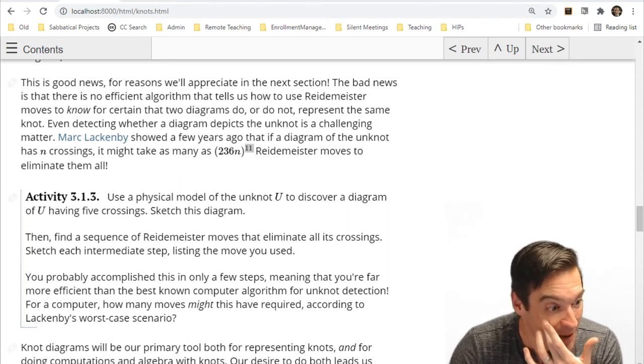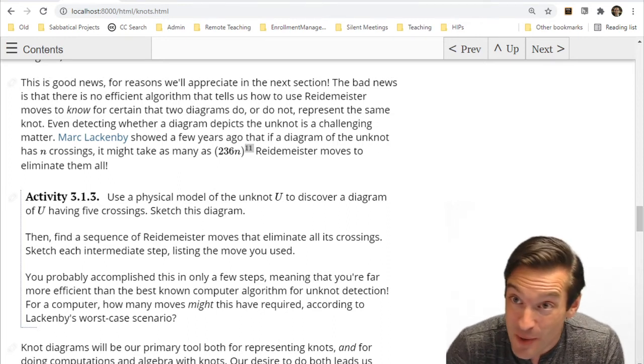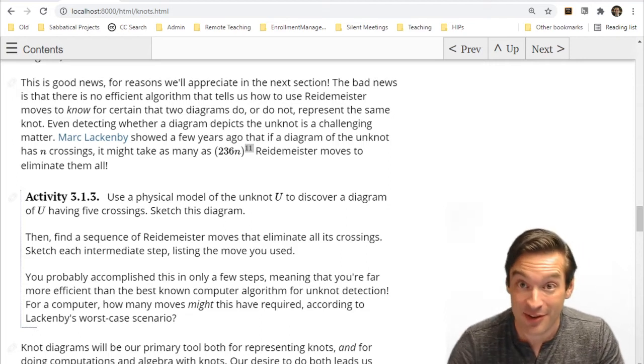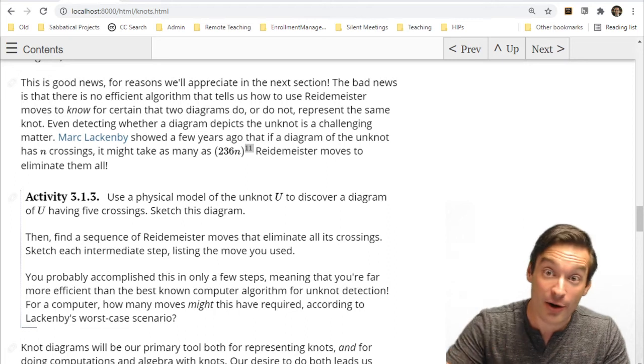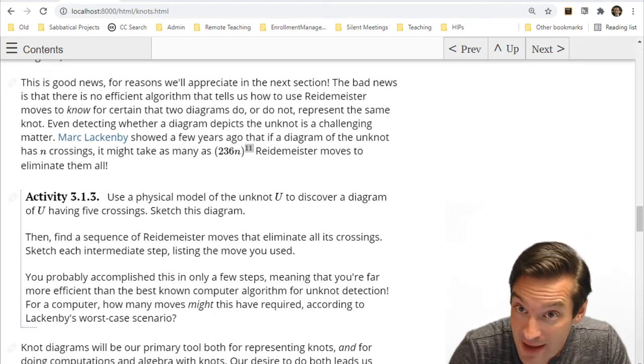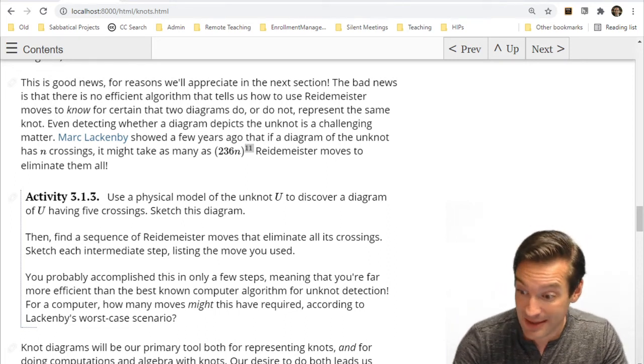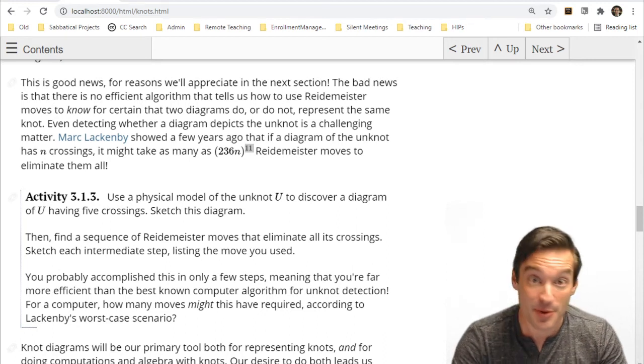So it's a bound, it's a polynomial bound, which is way better than a lot of these kinds of bounds in numerical analysis. But still, the more crossings that you add, the more out of hand the number of Reidemeister moves that it might take to completely unknot that diagram can get. But at least it's possible.